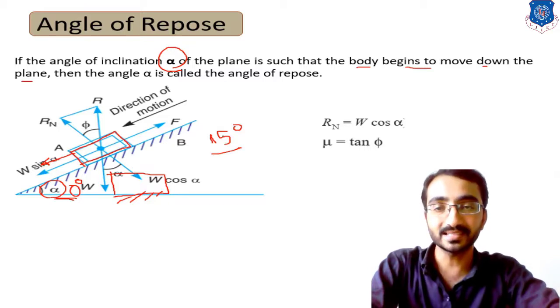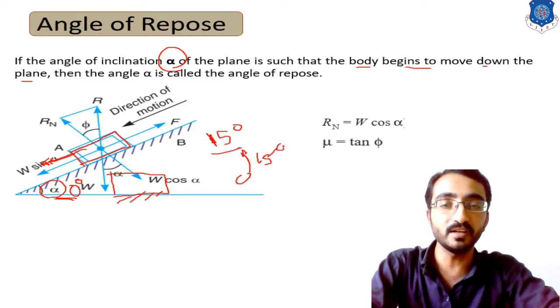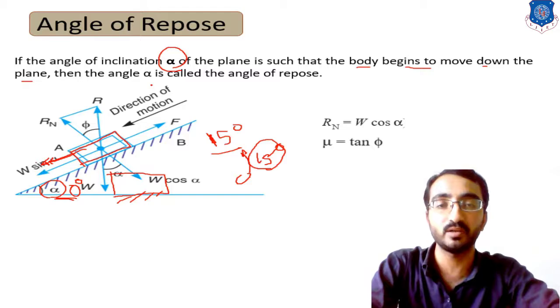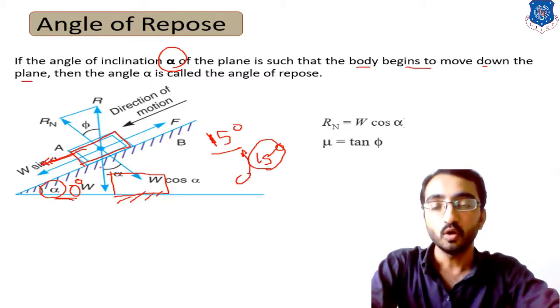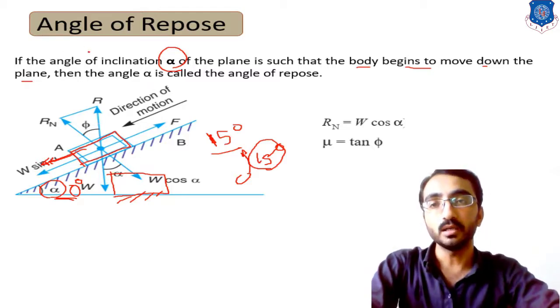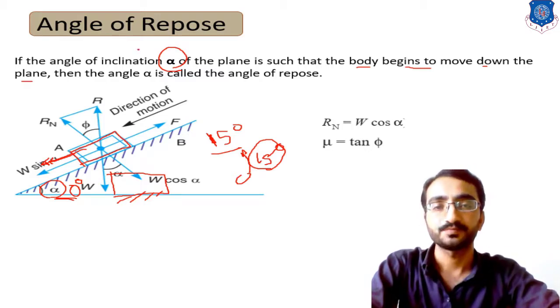Okay, so now let's consider a 15-degree angle, where the body will try to slide in the downward direction. Between 0 and 15 degrees is the range of angles in which the body will not move, and in that case there will be the existence of static friction between them. Okay, so now this angle is known as the angle of repose.